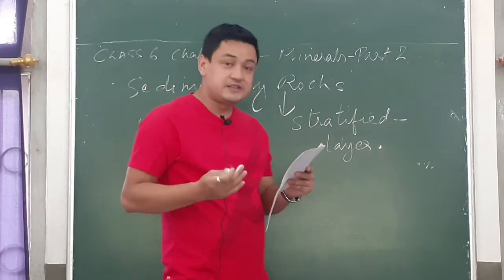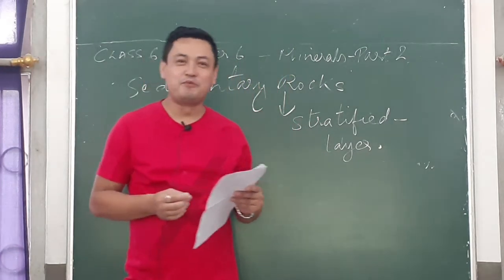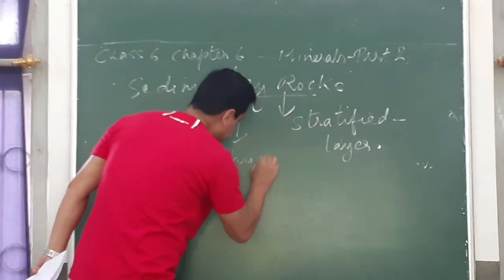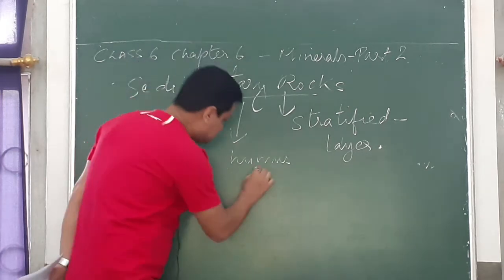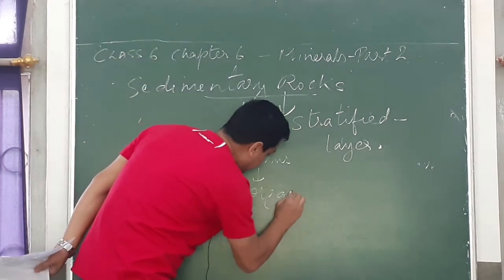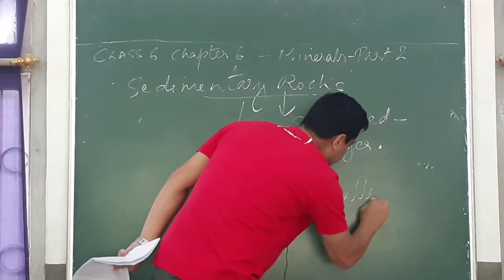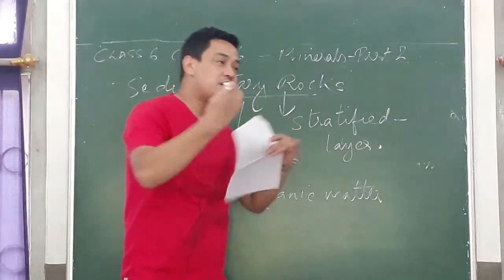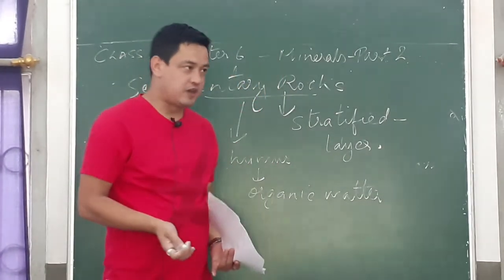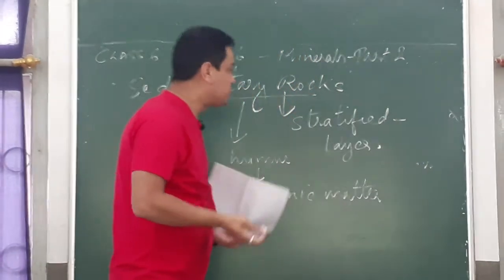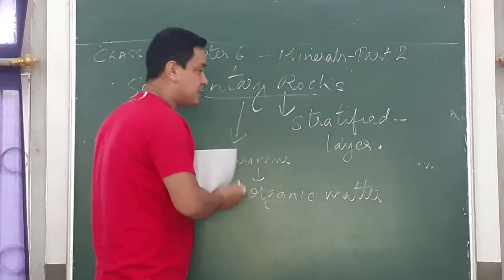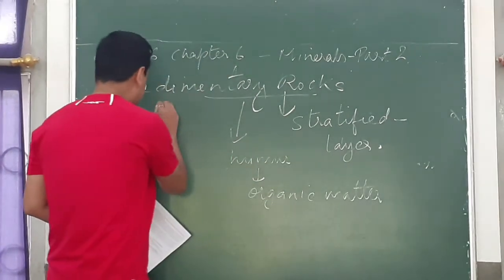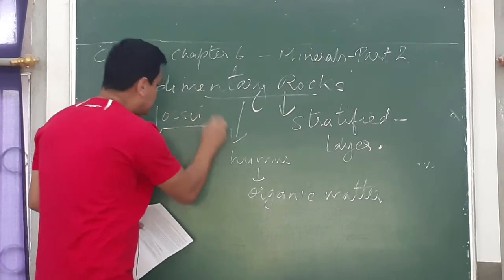Then they get finally compacted and cemented along with the decomposed plants and animals. So sedimentary rocks are made up of humus. Humus, in other words, means organic matter. O-R-G-A-N-I-C, organic matter. Organic matter means it consists of matter of decomposed plants and animals, or dead plants and animals which have been brought by the rivers and deposited in a new area. These are known as fossils. So they are also known as fossil rocks.